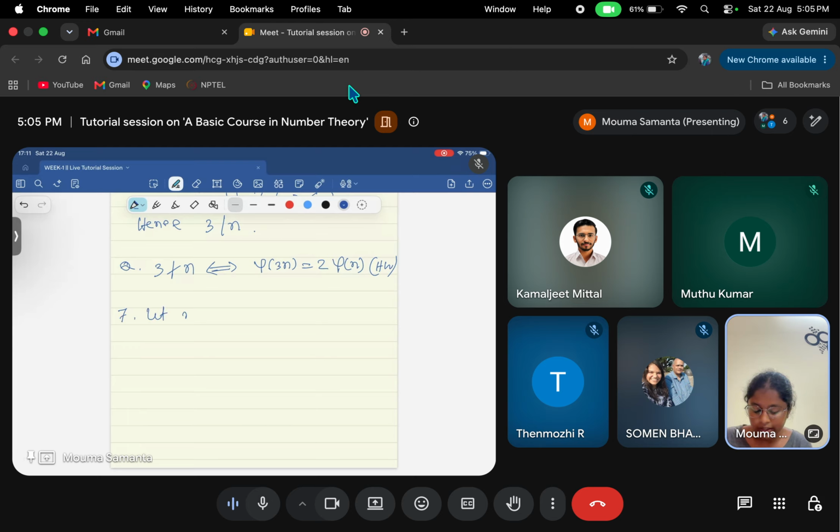Let n greater than 1 has r distinct prime factors, so that phi of n is greater than or equal to n by 2 power r. Okay. So can you just show it by using the same formula we are using so far, that I mean by considering the prime decomposition of n.